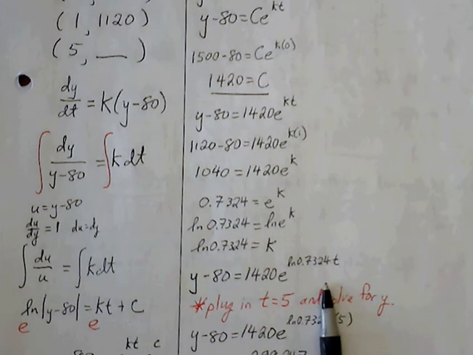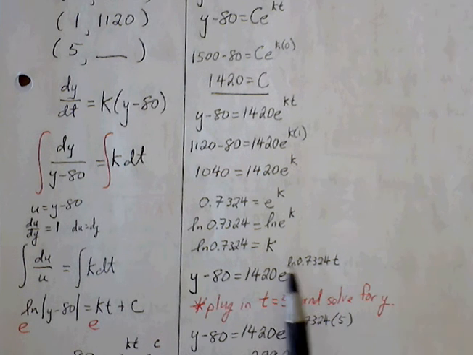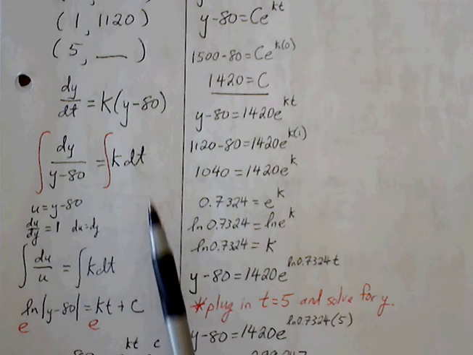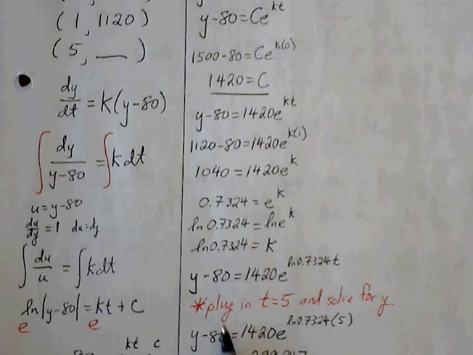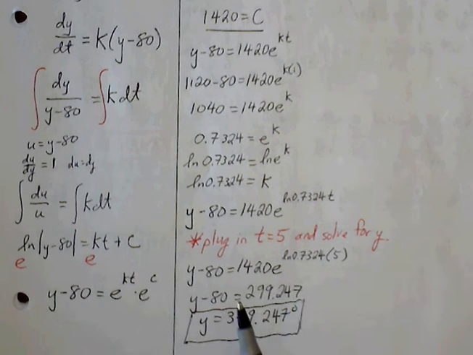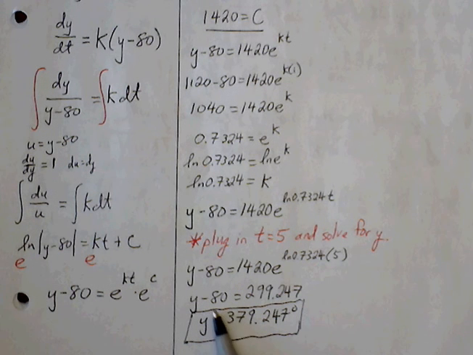Once we have our specific equation, then we can plug in 5 for time and solve for the particular temperature. So plug in 5 for t, and we're simply going to be left with y minus 80 is equal to, and all of this can be plugged in your calculator, 299.247. Add 80 to both sides, and y is equal to 379.247 degrees.